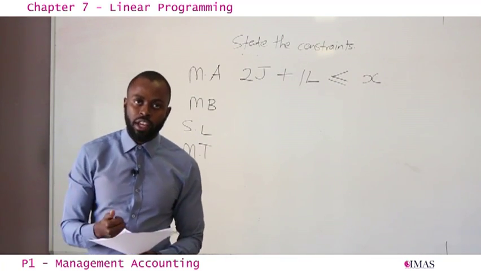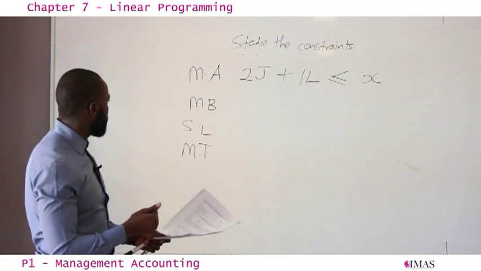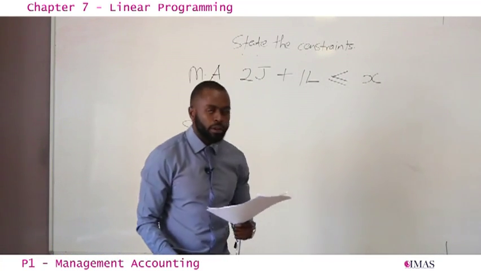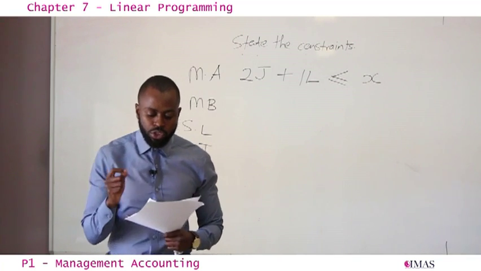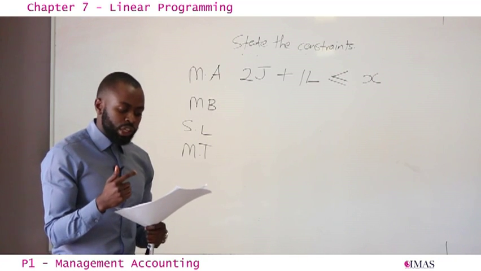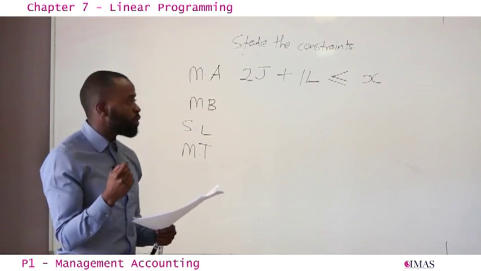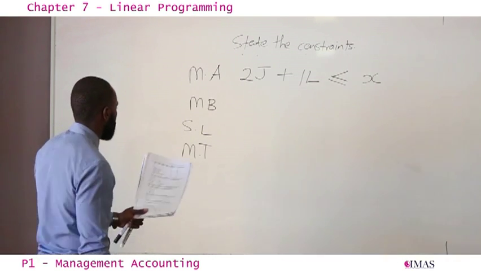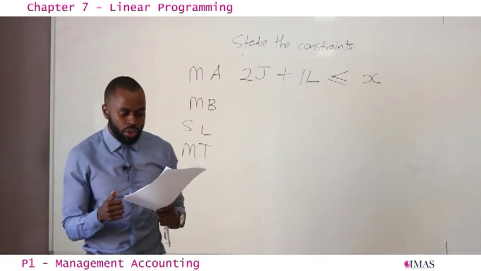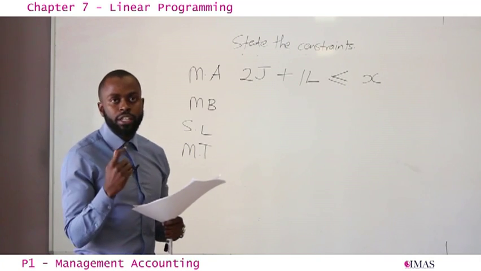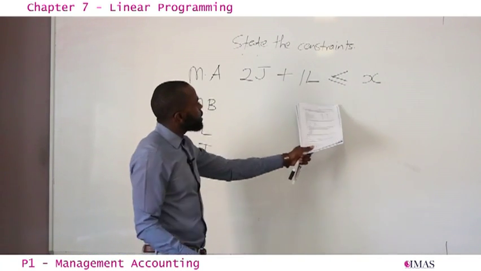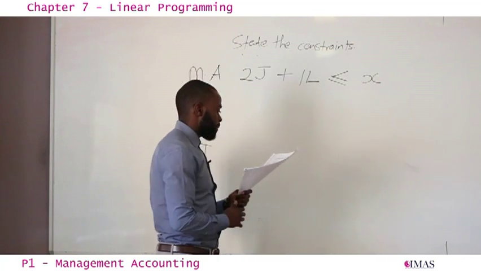Now we're stating the constraints. So the constraint, we're saying we cannot exceed an X amount of kgs. But then we know that for us to produce J, we're going to spend $20 on material A. But each kg costs $10 per kg, which means we need 2 kgs of J. So we say 2J. Then we go to L. We say we're going to spend $10 on material L, so we only need 1 kg. So say 2J plus 1L is less than X kgs.